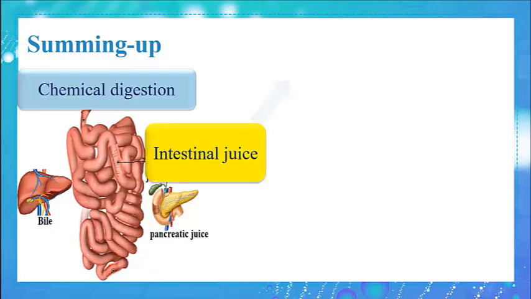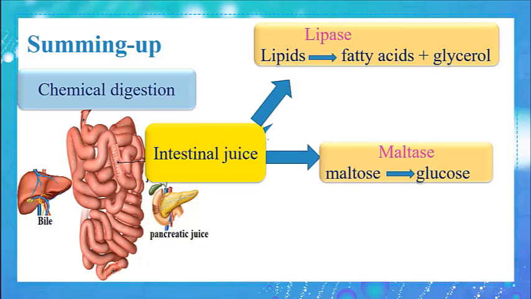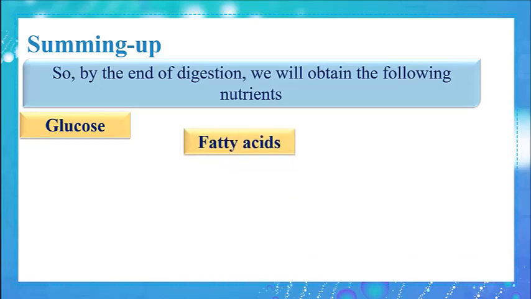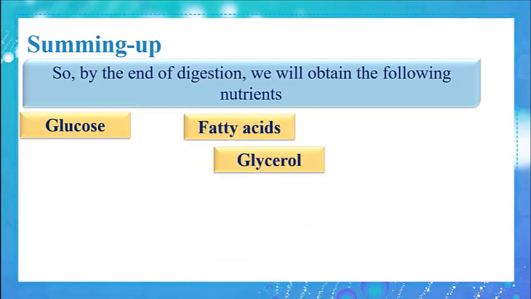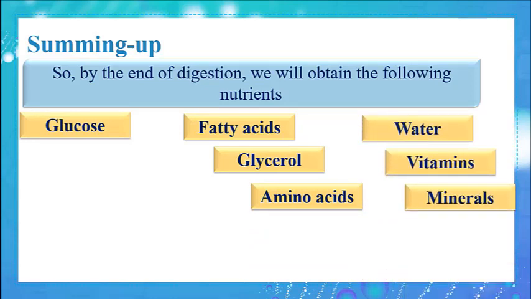As for the intestinal juice, it contains lipase that transforms lipids into fatty acids and glycerol, maltase that transforms maltose into glucose. So, by the end of digestion, we will obtain the following nutrients: glucose from the digestion of carbohydrates, fatty acids and glycerol from the digestion of lipids, amino acids from the digestion of proteins, as well as water, vitamins, and minerals, which are already nutrients.